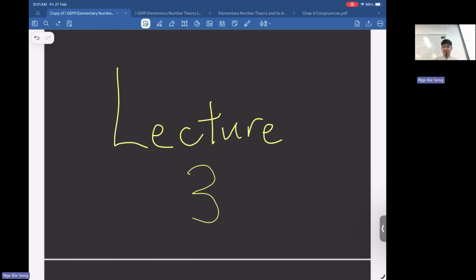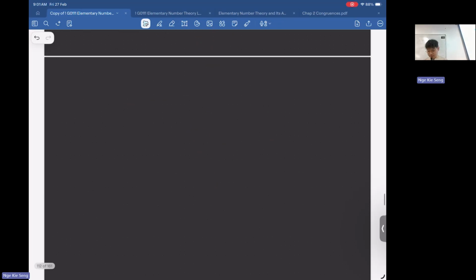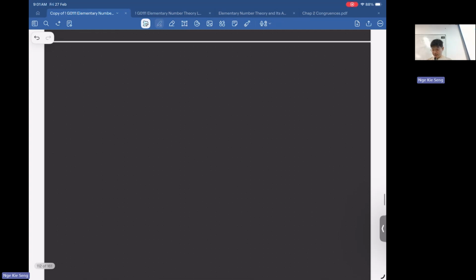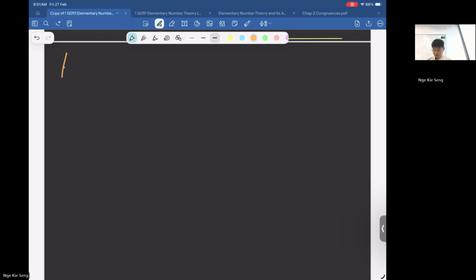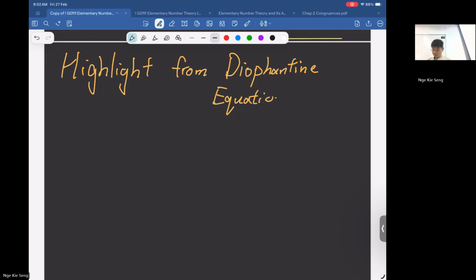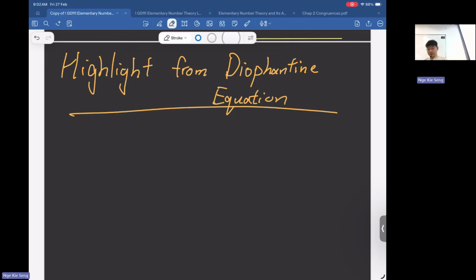So maybe some of you are not here yet. Let's start with some highlights from Diophantine equations before we go to new chapters. There's something that I want to highlight from the last chapter that we learned. So what's the Diophantine equation?